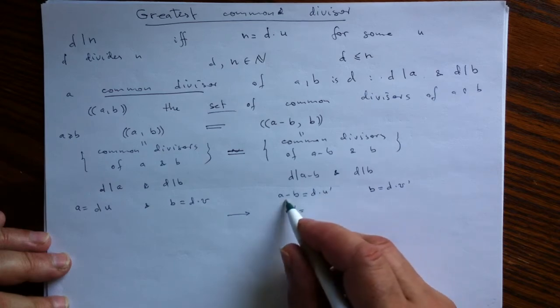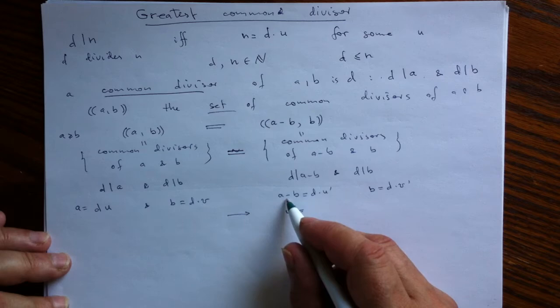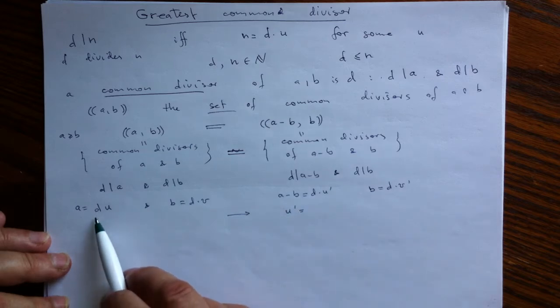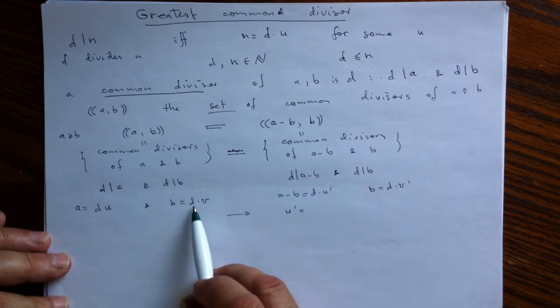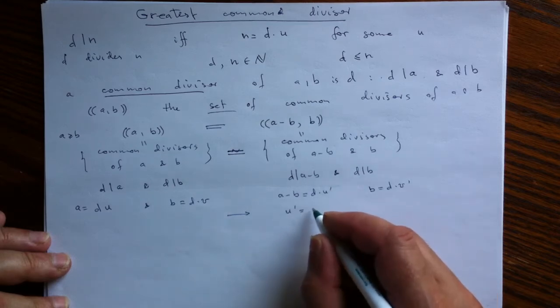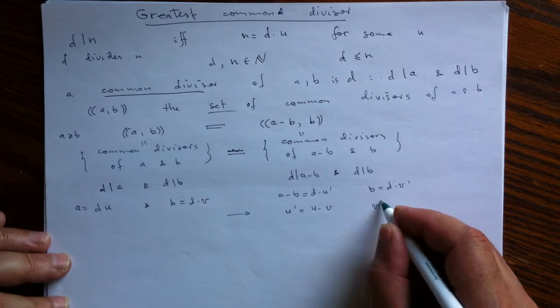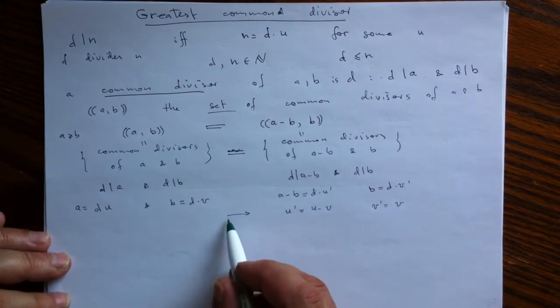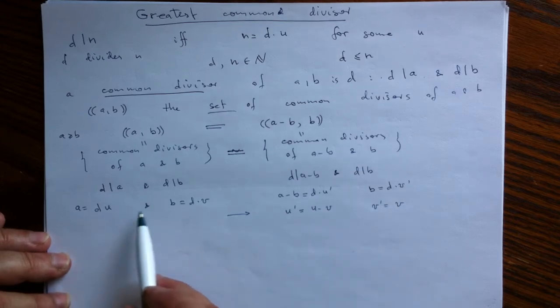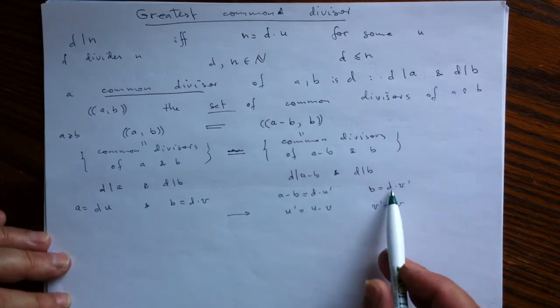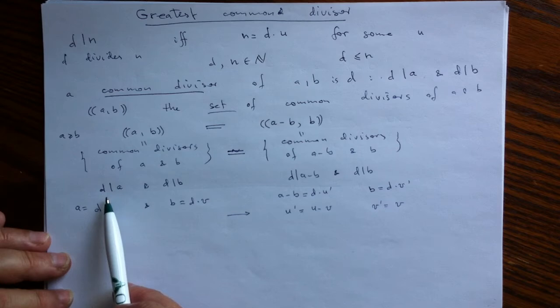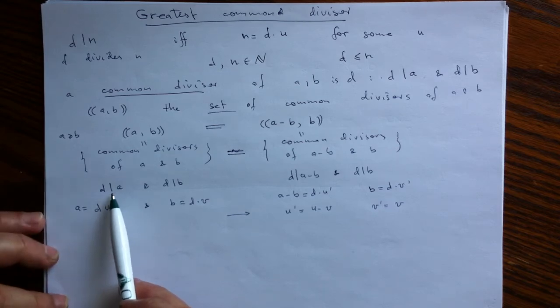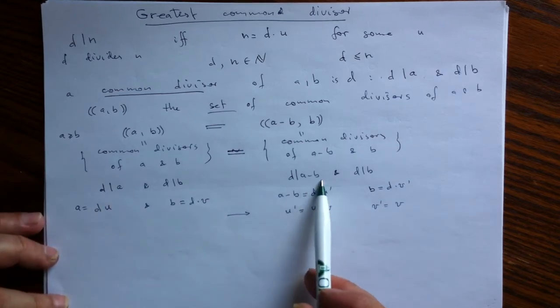So U, in this case, you could see what it should be. This multiple for D, which will make D a divisor of A minus B, can be obtained from taking these equations and taking their difference. So U prime is U minus V, V prime is just V. And that is a recipe of how to start with these two conditions and turn them into these two conditions. It's effectively just saying that if D divides A and divides B, then D divides A minus B and B.